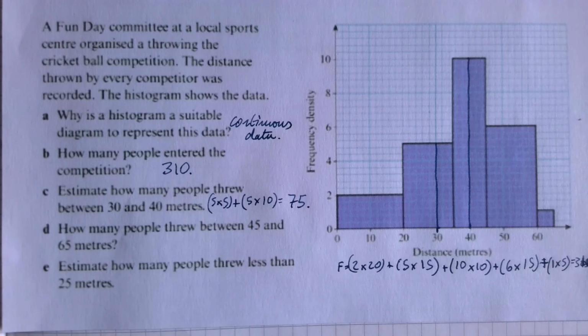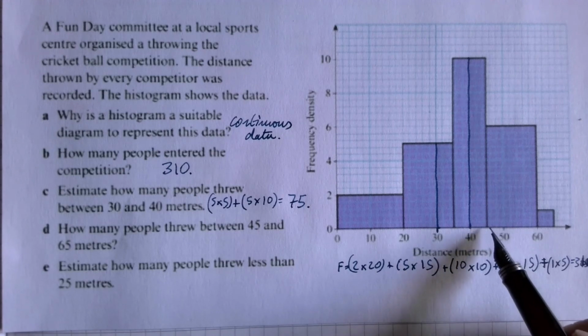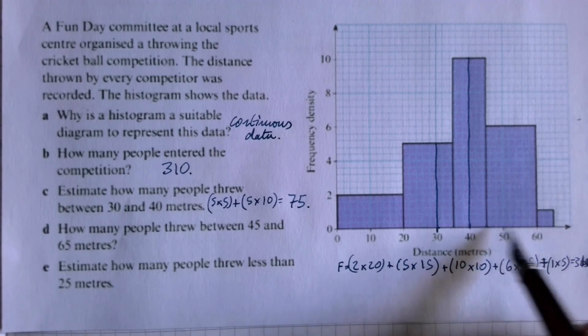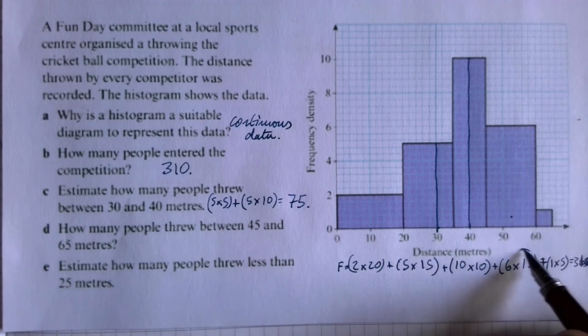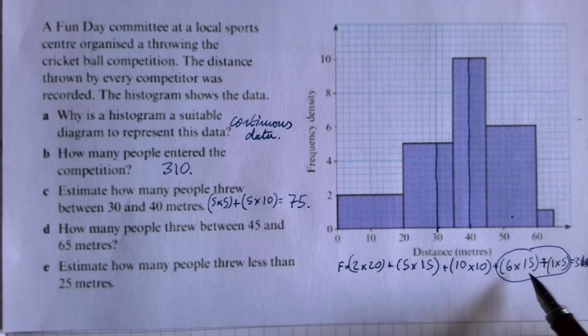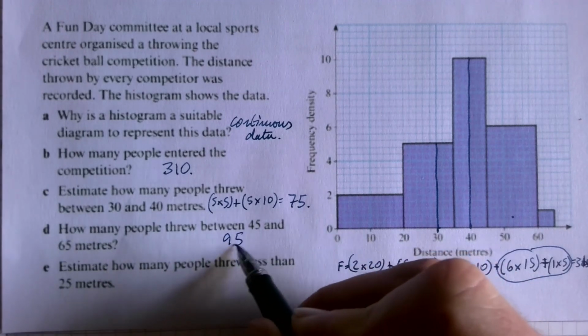Very similar. How many people between 45 and 65? Well, we're just talking about from there to there, aren't we? So all we have to do is add up this bar and this bar, which is those 2 there, isn't it? So 6 times 15, which is 90, plus 5 for those gives us 95.